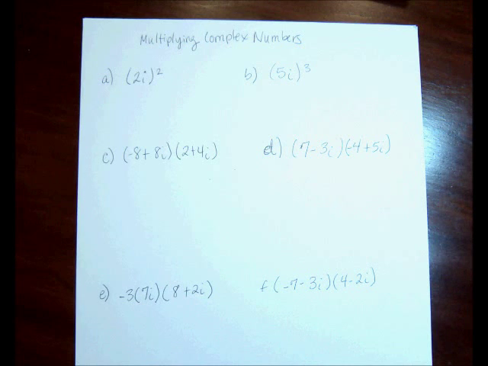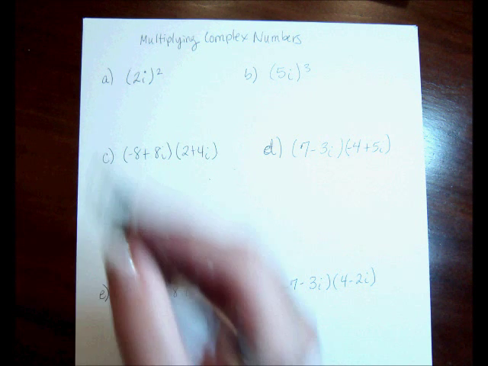This time we're going to talk about multiplying complex numbers. When we multiply complex numbers, it's exactly like when we multiply numbers with variables, but at the end we're only going to end up with i in the answer. You are going to have to use your powers of i and simplify a little bit further.